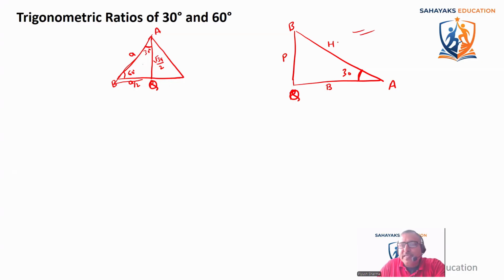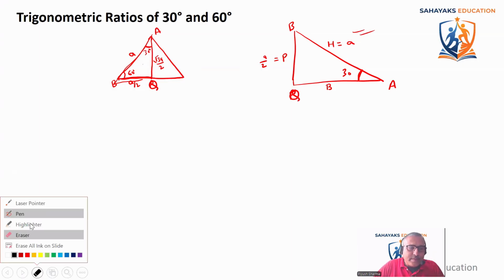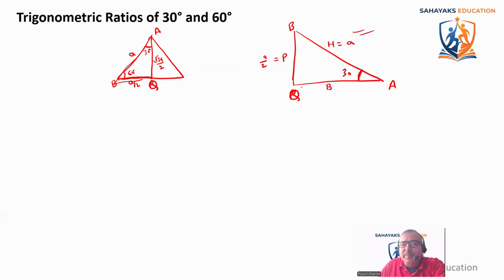Now, what is the value of H here? H is equal to A. What is the perpendicular here? The perpendicular is equal to A by 2. And what is the base here? So base comes out to be root 3A by 2. So I'll just write it as root 3A by 2. Now it is simple for us to find out.